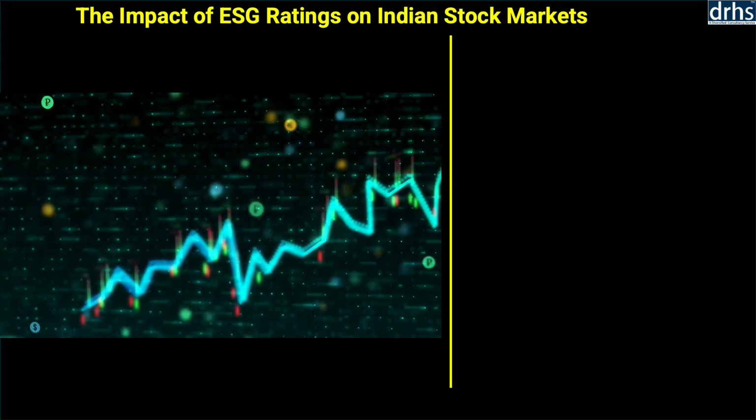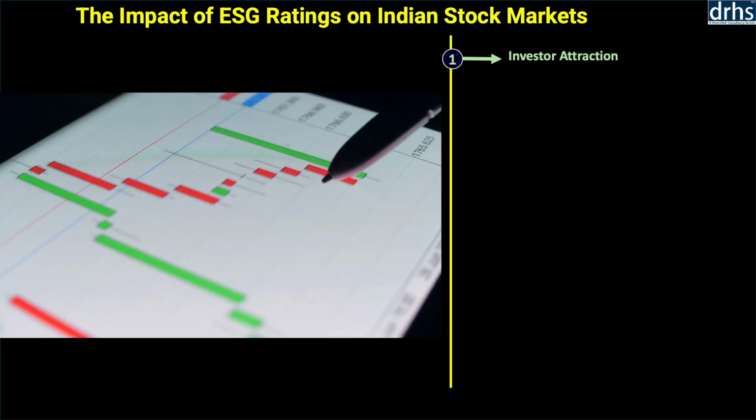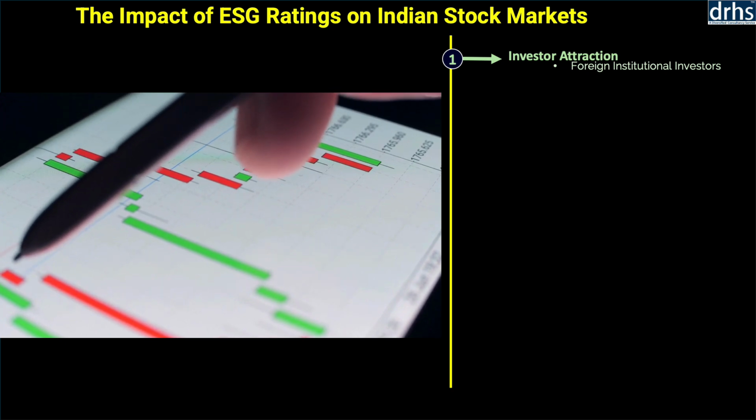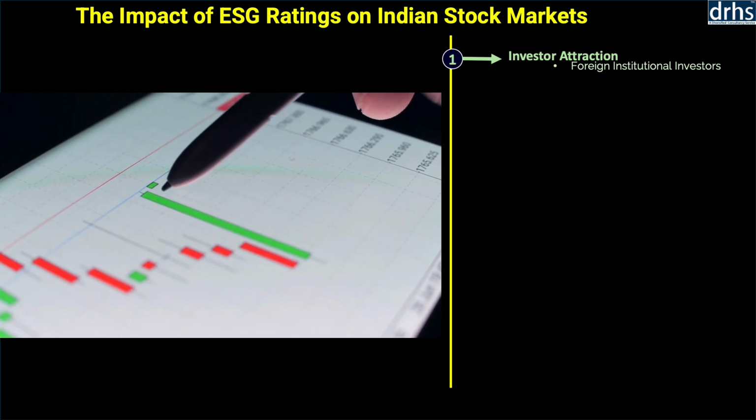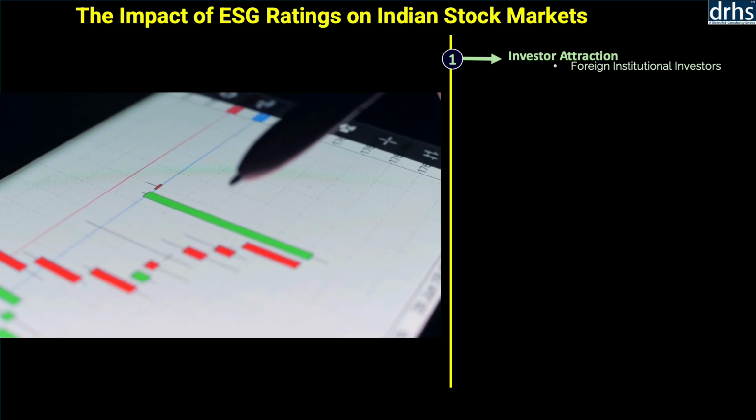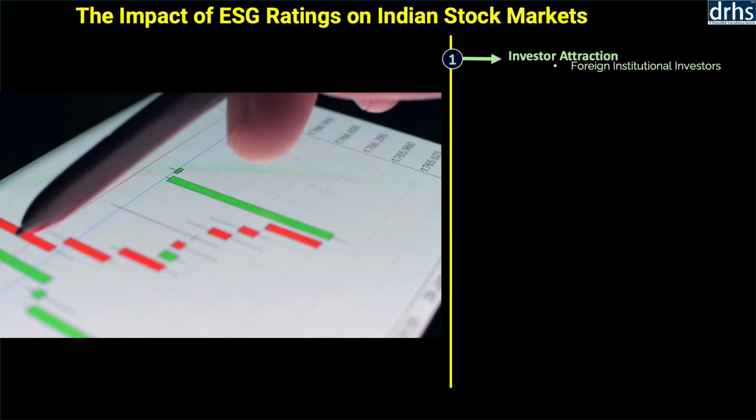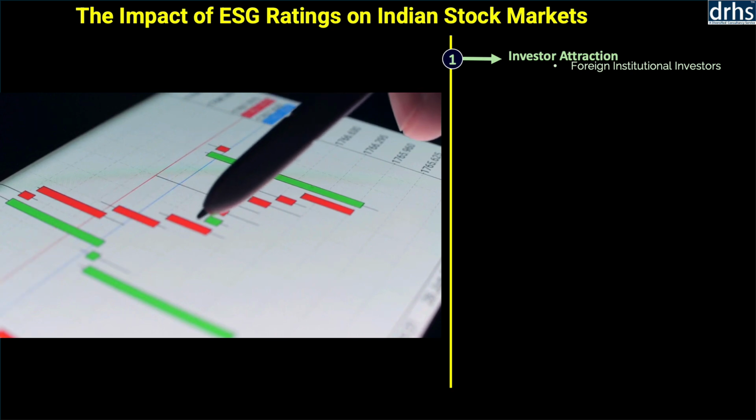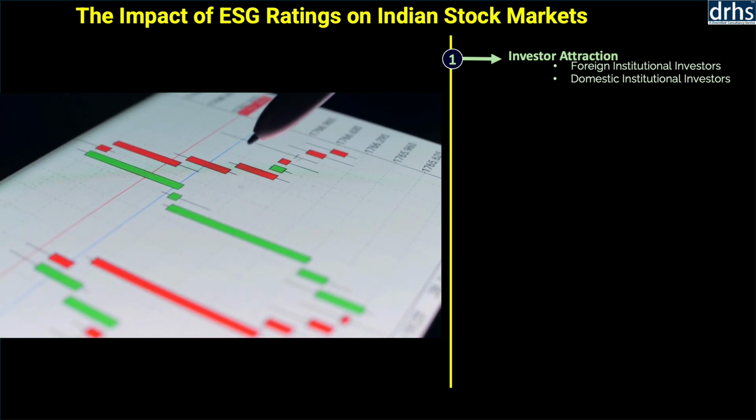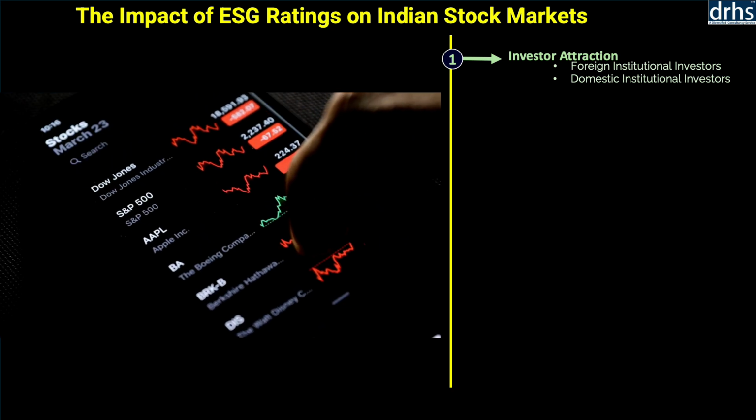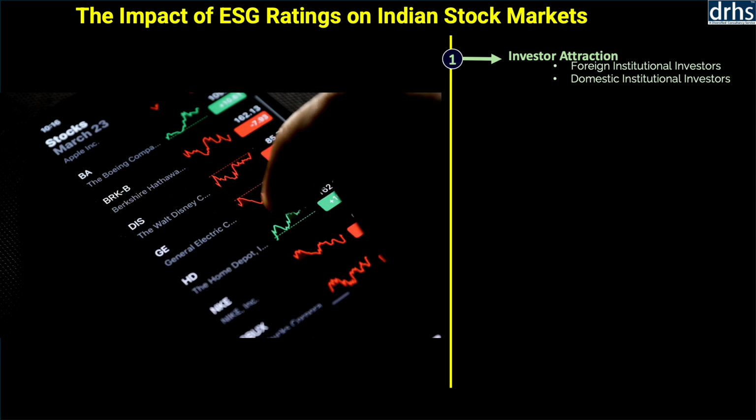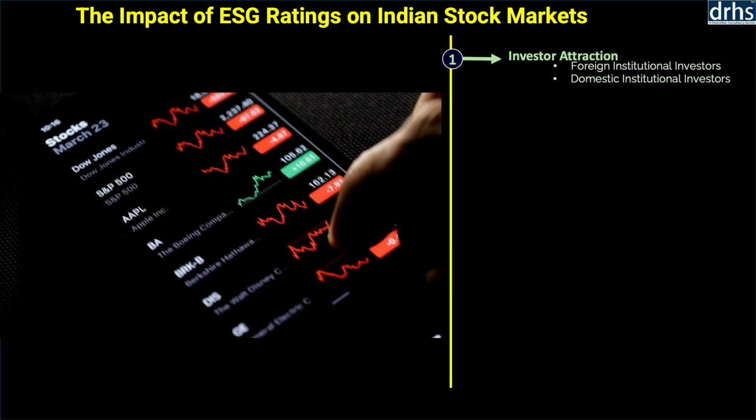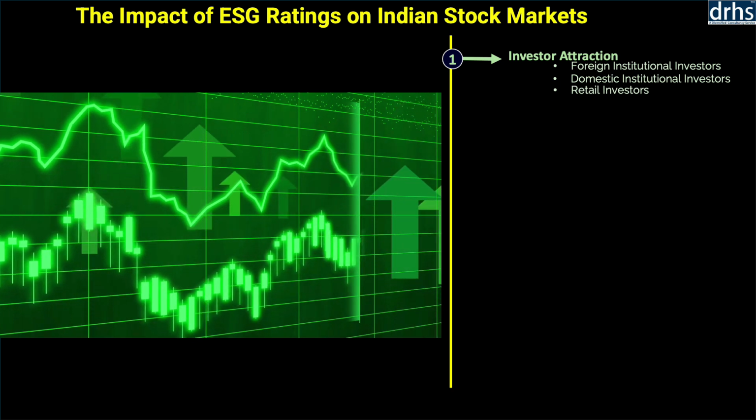The first area is investor attraction. This could be done by the foreign institutional investors, that is FIIs. ESG ratings have become a crucial factor for FIIs, many of whom have strict ESG mandates. Higher ESG rated Indian companies are attracting more foreign investment. The next is related to domestic institutional investors. Indian mutual funds and pension funds are increasingly incorporating ESG factors into their investment decisions, driven by both regulatory encouragement and investor demand.